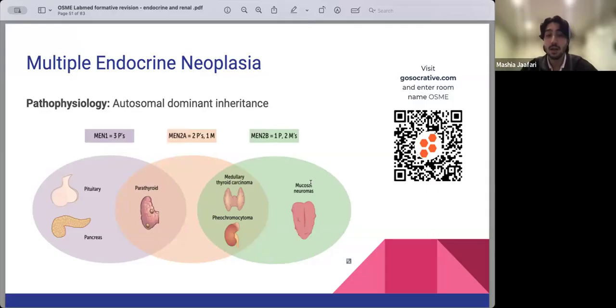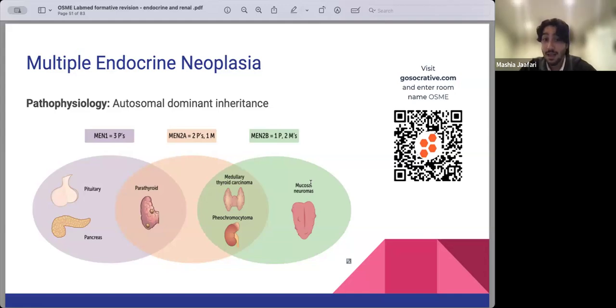Now, the cancers they cause are a bit different. The way you remember them is MEN1 causes the three Ps. That's a pituitary adenoma, a pancreatic endocrine tumor, so usually something like a gastrinoma or an insulinoma. So a pancreatic tumor that secretes something endocrine. And you get a parathyroid adenoma.